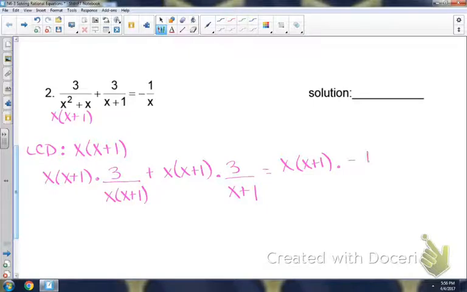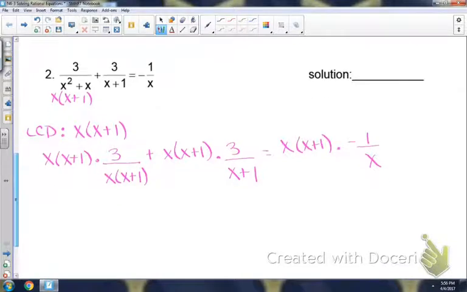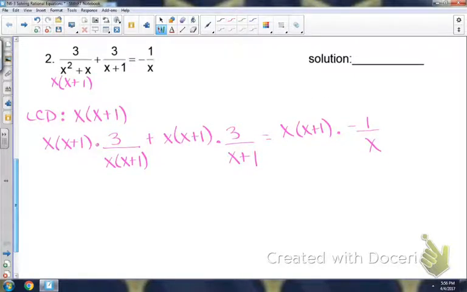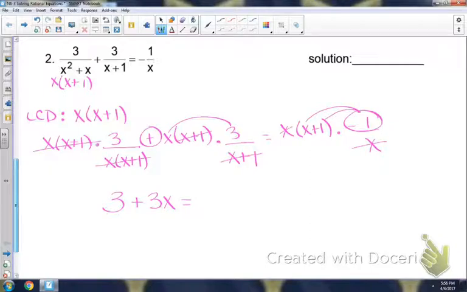Notice that's negative 1 over x. Okay, so now we're going to look and see what cancels. Notice x and x plus 1 cancels. We're left with a 3. Notice x plus 1 cancels on this one, so we need to multiply those and bring down that plus sign, so that's plus 3x. Bring your equal sign down. Notice the x's cancel. We have a negative 1 that we will have to distribute to that x plus 1. So that's going to be a negative x minus 1.